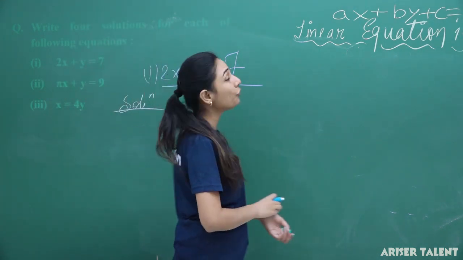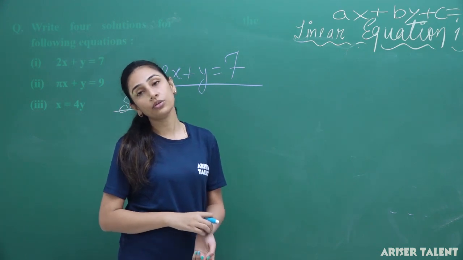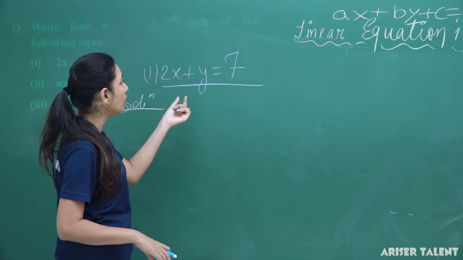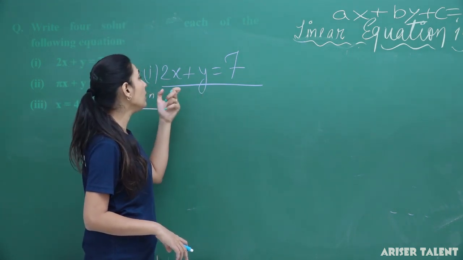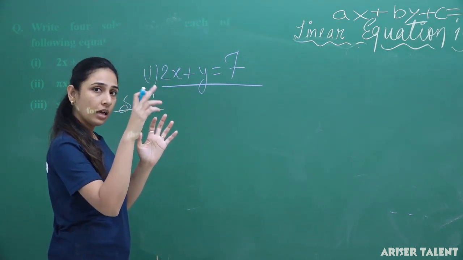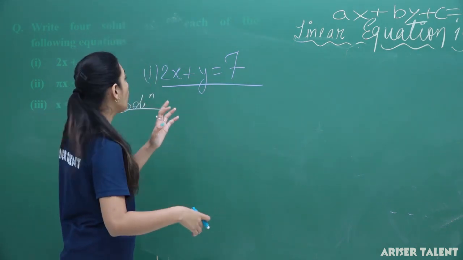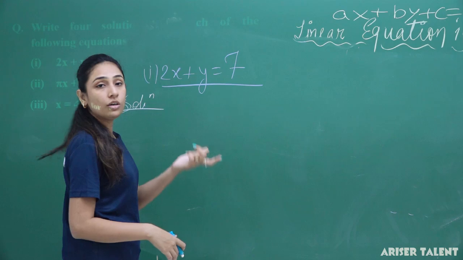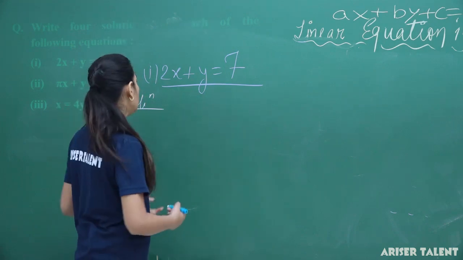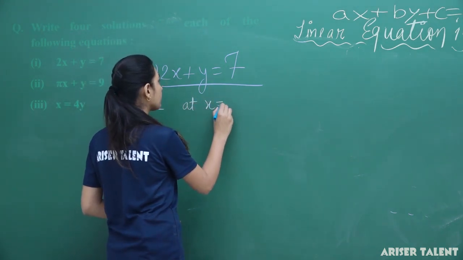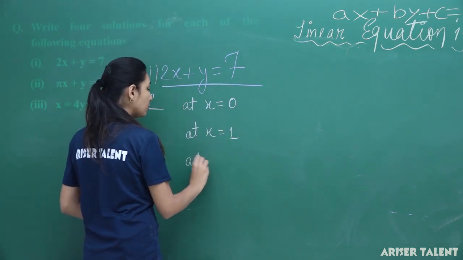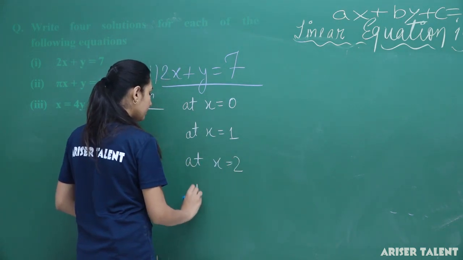It's telling us to get 4 solutions. That means we have to take 4 solutions. And now it's up to you whether you take values of x or values of y. If you assume values of y, then you have to find the value of x, and you write the solution in this format: bracket, then x, then comma, then y, then close the bracket. Here I will assume the value of x and get the value of y. So, at x equals 0, at x equals 1, at x equals 2 and at x equals 3.